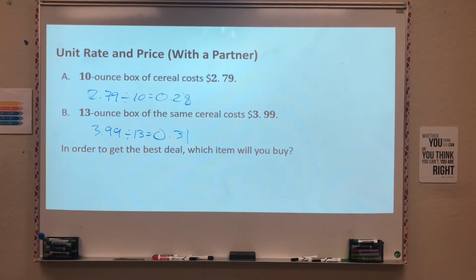So if we want to get the best deal, meaning you're paying the smallest amount per ounce, you've got all the math there. I think you're almost there. Which one is the best deal? I feel like B. I don't know. Why is B the best deal?